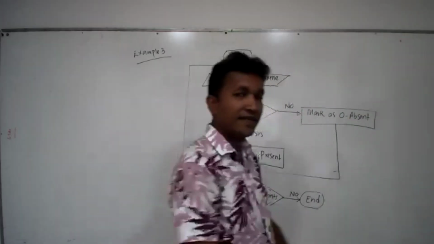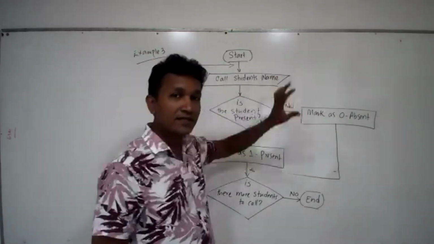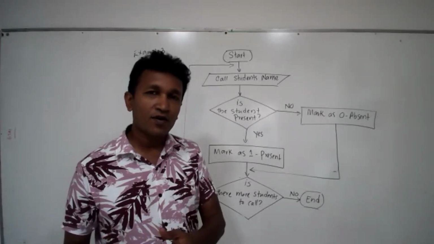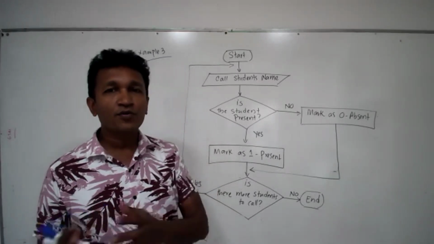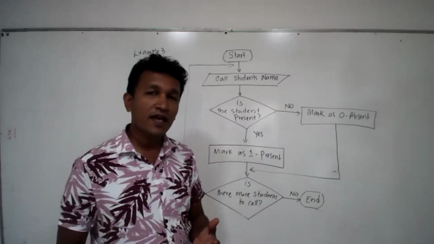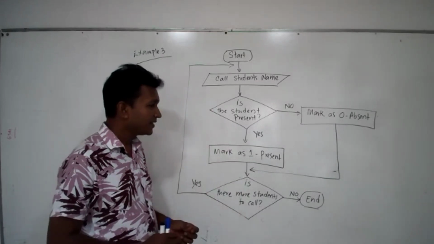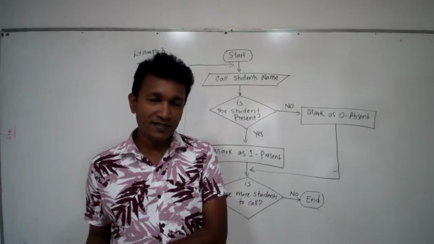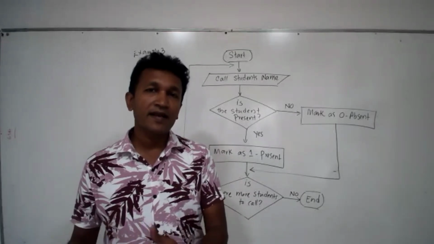Right, I will explain this one again. Right now, in the classroom, the teacher is calling student names. If the student is present, he has to mark the register as one. If he is absent, we have to mark it as absent, right? Then again, he wants to check whether there are more students. If there are more students, the process should repeat again and again.